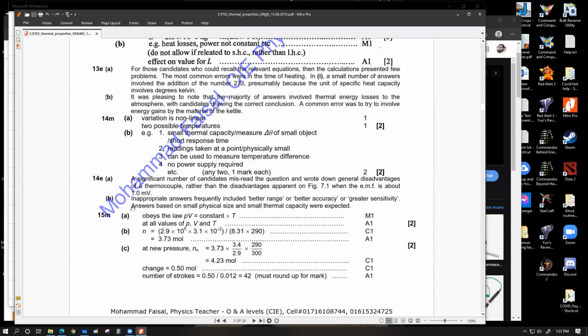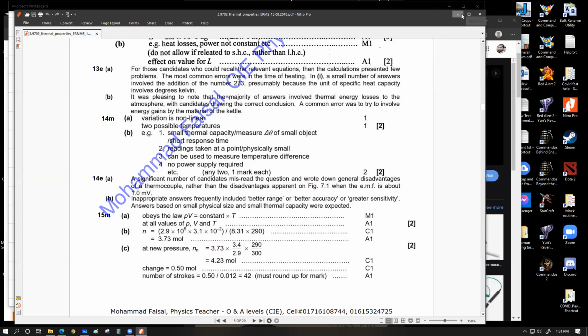If you have a look at the marks, the examination report, inappropriate answers frequently included better range or better accuracy or greater sensitivity. These are all considered to be inappropriate. All answers based on small physical size and thermal capacity were expected. The reason we are not accepting these things is not that these values are not acceptable, or that these are not true for a thermal thermometer.